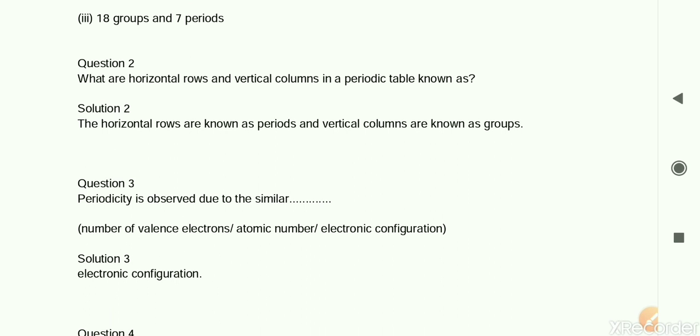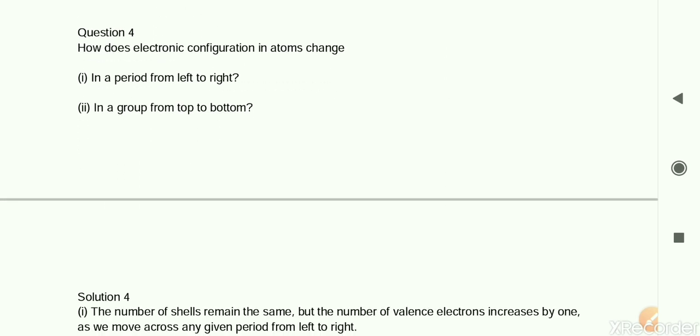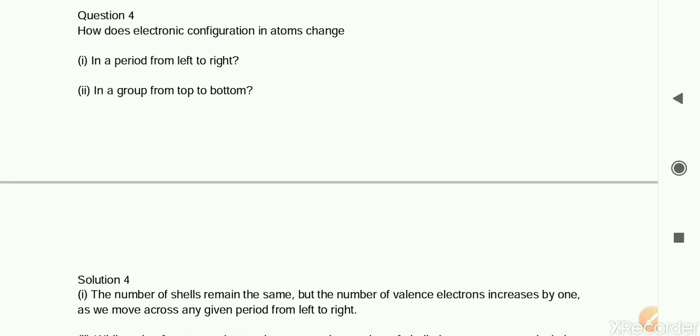Second question, what are the horizontal rows and vertical columns in a periodic table known as? Horizontal rows are called periods and vertical ones are called groups. Question 3, periodicity is observed due to similar dash, that is, electronic configuration. Question 4, they're asking a periodic trend. How does the electronic configuration change in a period? As you move from left to right, what is happening there?